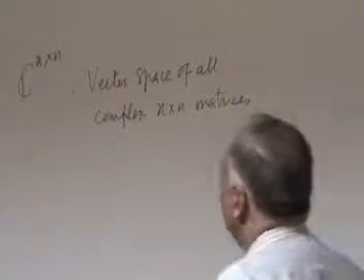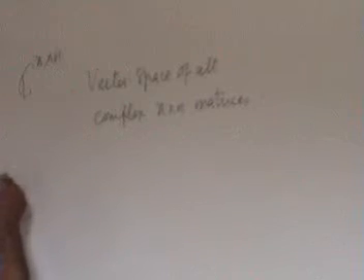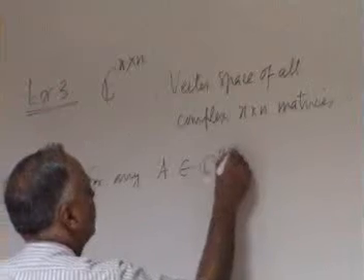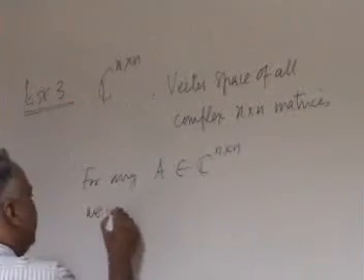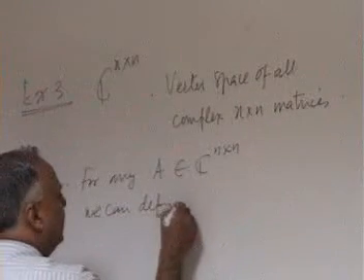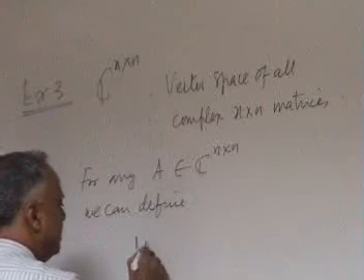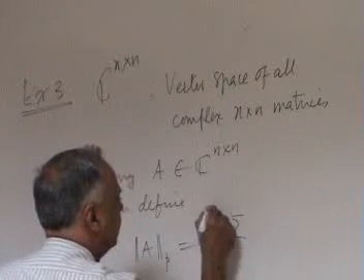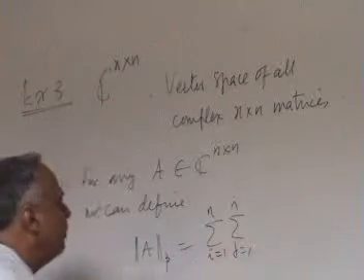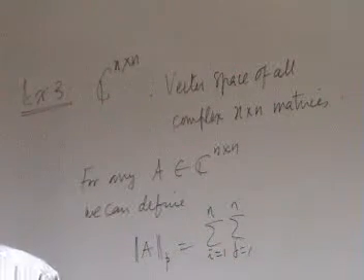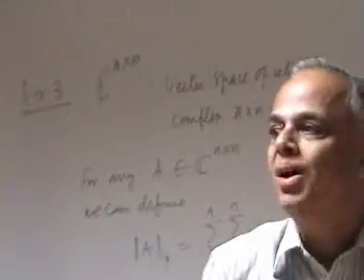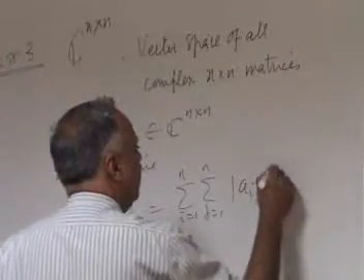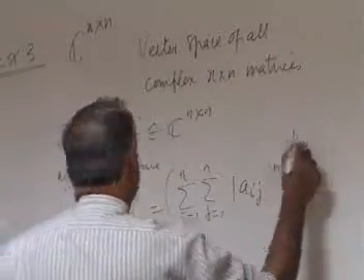Keeping that in mind, I can for example now define for any A belonging to Cn cross n a norm. After all, if I can treat it as an n squared component vector, I can apply all those norms here also. I can for example take the sum of mod Aij to the power of p, to the power of 1 over p. That's a norm.